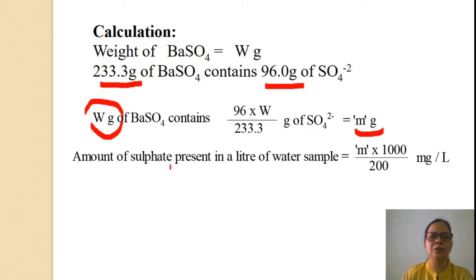Therefore, amount of sulfate present in a liter of water sample. This is present in 200 ml of water sample as taken in the experiment. Therefore, amount of sulfate present in a liter of water sample is m into 1000 divided by 200. 200 because initial volume of water sample we have taken. The unit is milligram per liter.